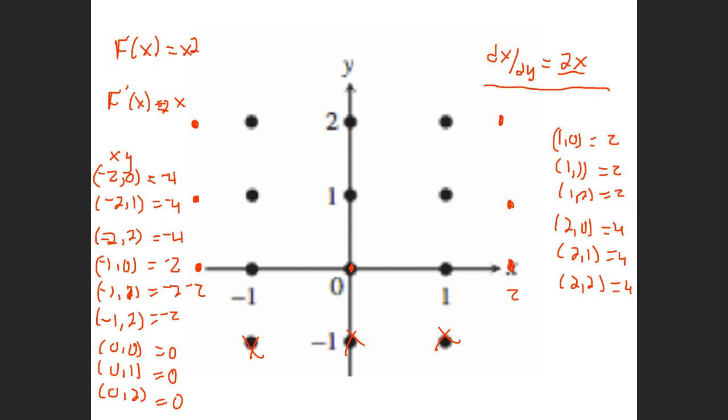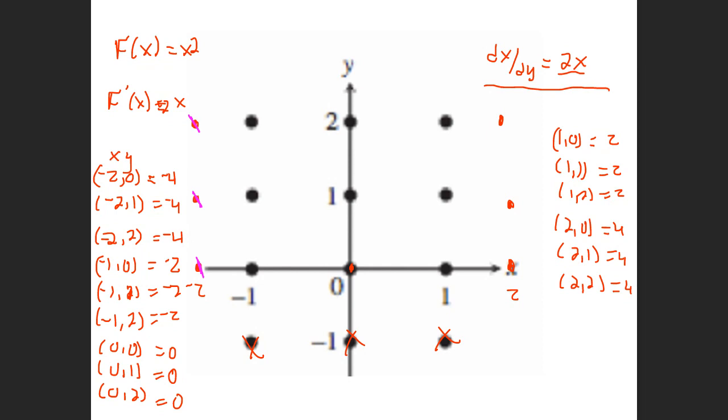So far so good. Okay, then the next step is to draw a very small slope at each given point. So at negative 2, 0, way over here, the slope is negative 4, so that might look like this. Negative 4 slope.